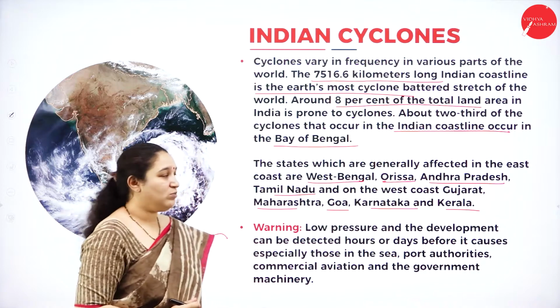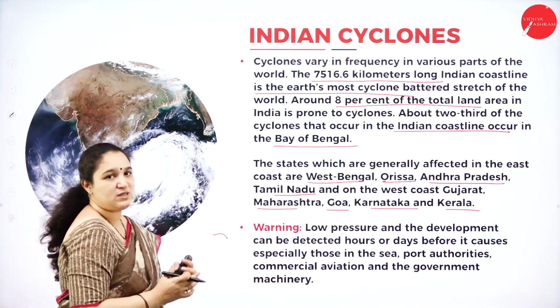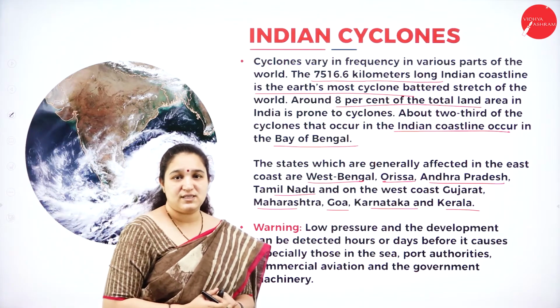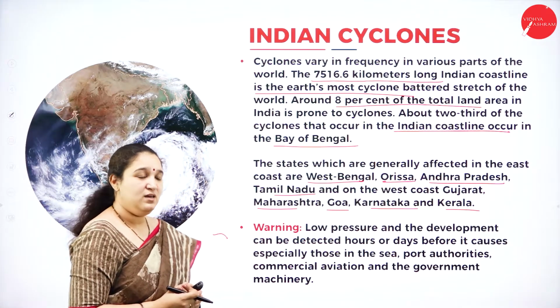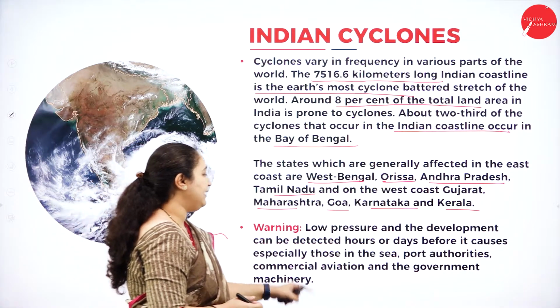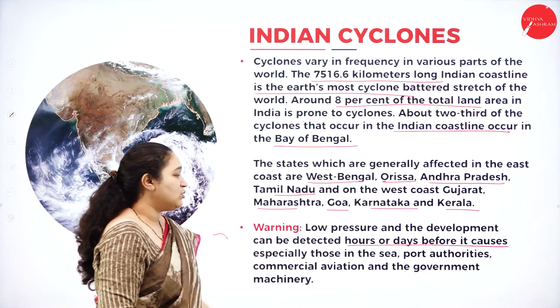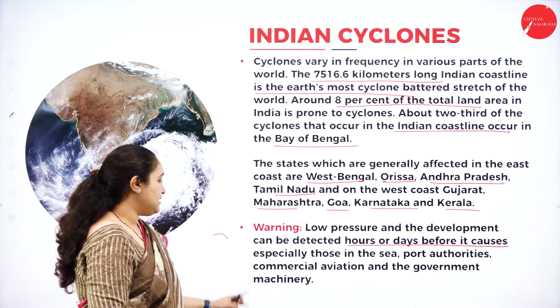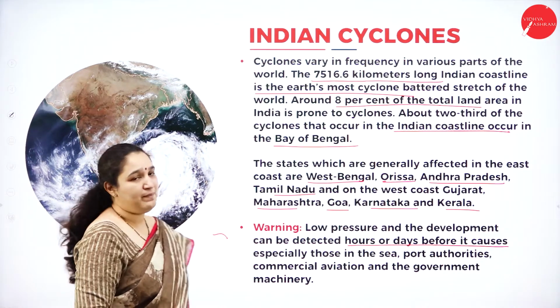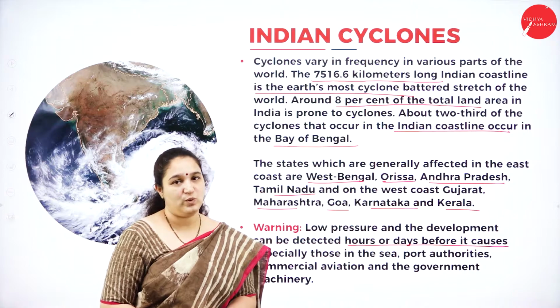So these are almost on these two ends, what we can see in the Indian map. All the coastline, whatever is there, the states, all these are affected by cyclones. Warning of low pressure and the development can be detected hours or days before it causes damage, especially to those in the sea, port authorities, commercial aviation and government machinery. So they can give us a warning about the cyclone which is going to come.